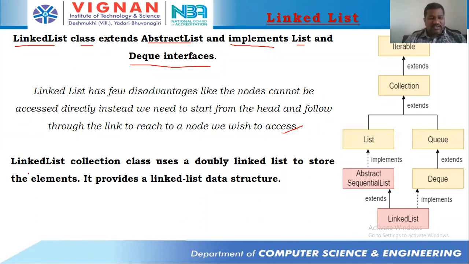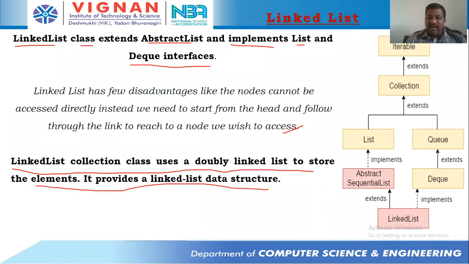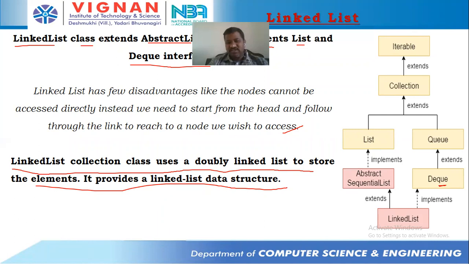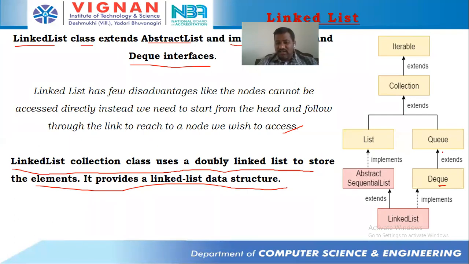Okay, fine. So now let's see. Linked list is another data structure. It's a collection class that commonly uses a doubly linked list to store the elements. It provides a linked data structure, right? Collection is an interface which extends the iterable interface, and the collection interface has two interfaces extended, list and queue. Abstract sequential list is a class implementing the list interface, and DQ is also an interface, because it is extending. LinkedList is implementing this.